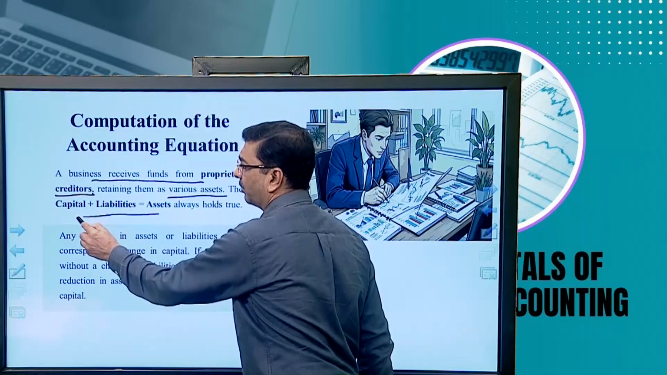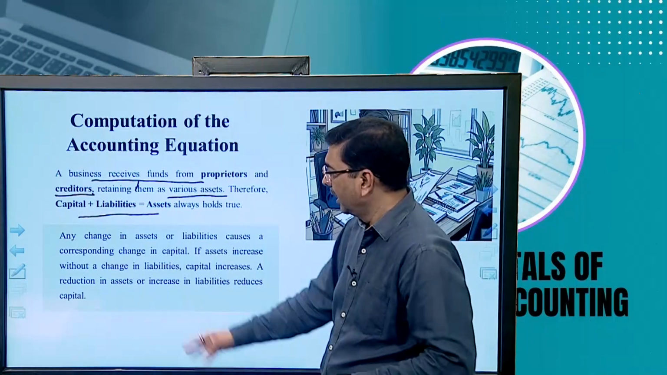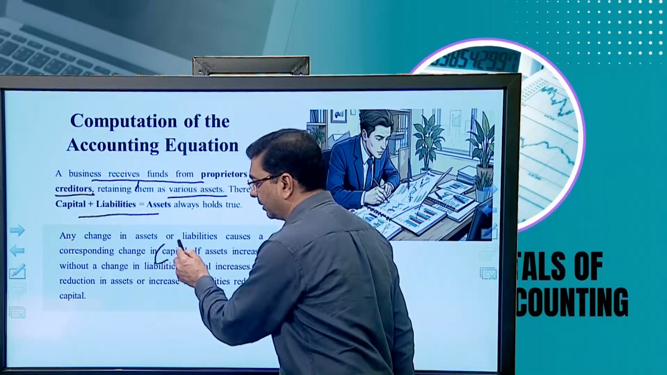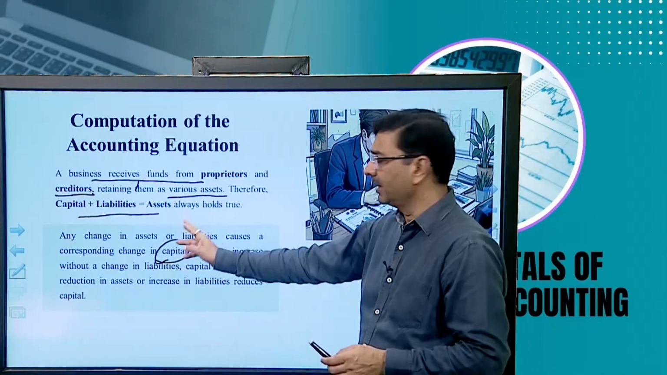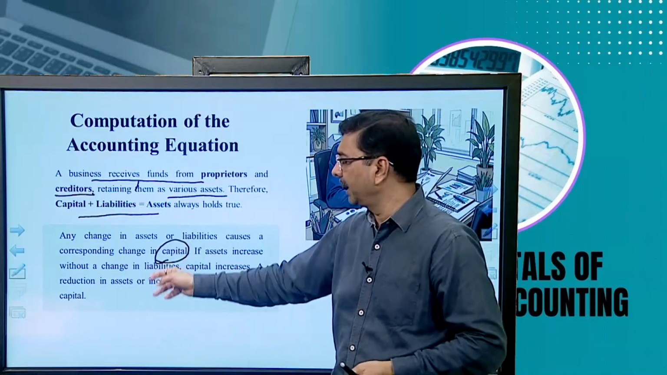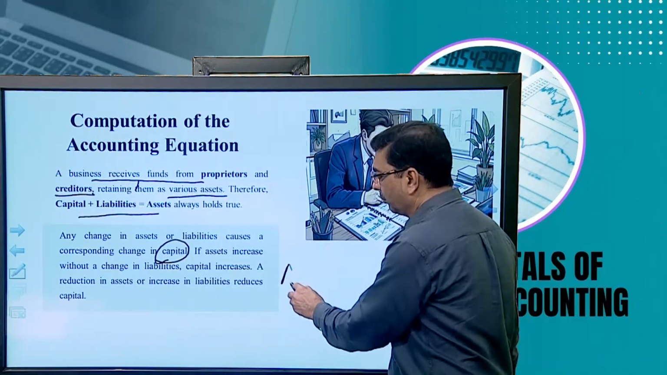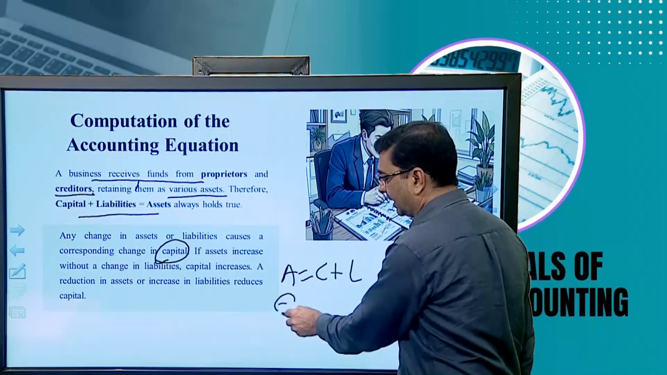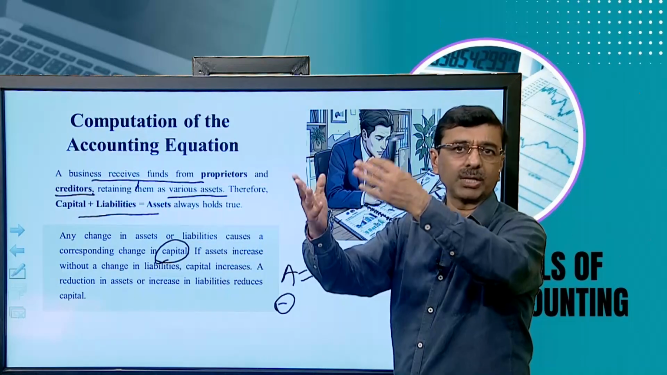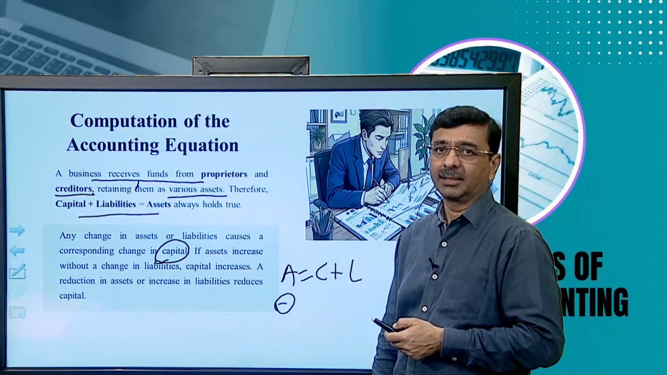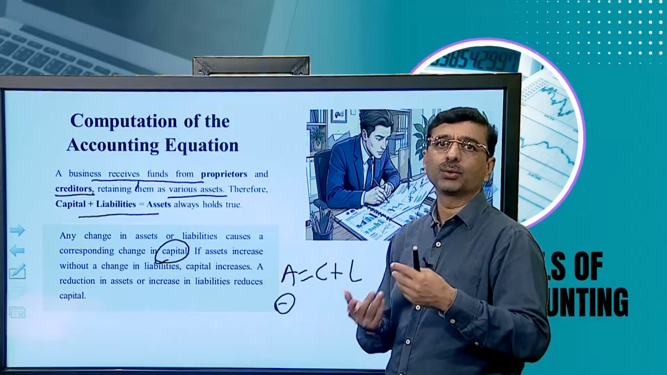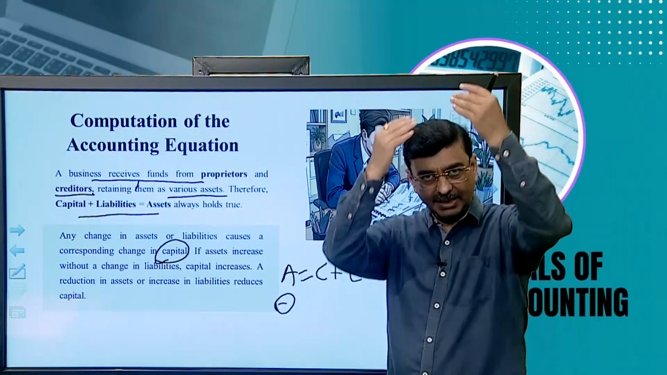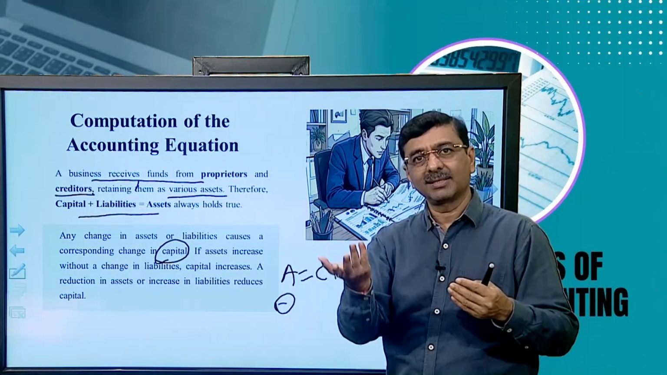So this is the formula that is directly implied. Any change in the assets or liabilities causes a corresponding change in the capital, correct? Any change in the assets and liabilities will automatically impact capital. That is why A is equal to C plus L is very important. Suppose you sold assets, assets will decrease because assets go out. Simultaneously, when you sell an asset, one asset is decreasing and the other asset is increasing.